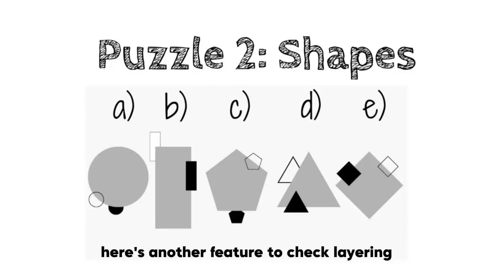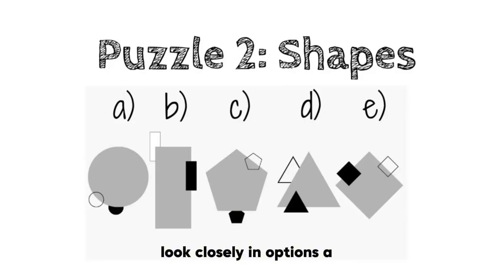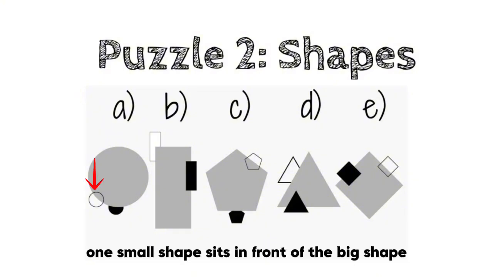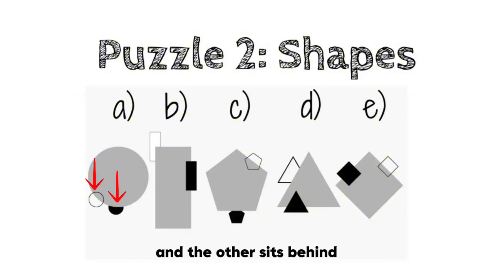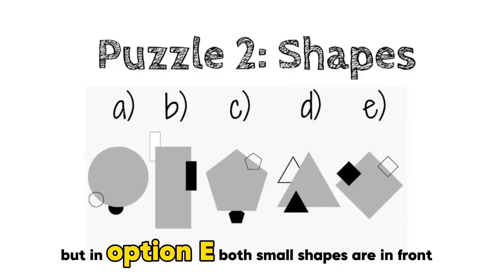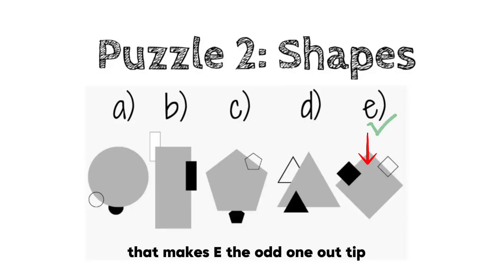Here's another feature to check: layering. Look closely. In options A, B, C, and D, 1 small shape sits in front of the big shape and the other sits behind. But in option E, both small shapes are in front. That makes E the odd one out.